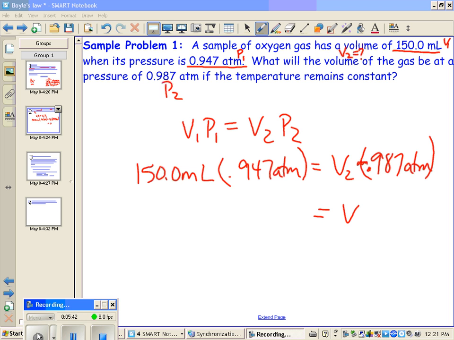Yes, ma'am. Okay, so let's do that. Let me get a calculator. Let's figure out what this is. So 150 times 0.947 divided by 0.987, and I get 143.9 milliliters. The reason I know it's milliliters, two things. I'm finding volume, and when I divide, atmospheres would have canceled out. So it's easy to figure out what the unit is. Does anybody have any questions on that? Yes, ma'am.